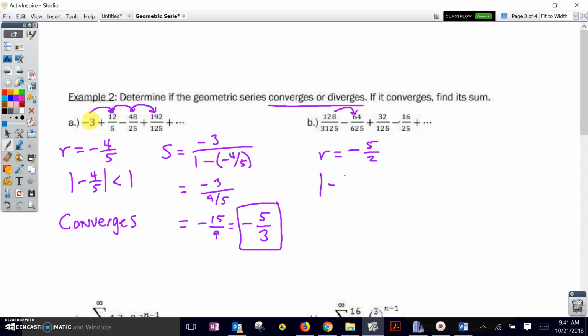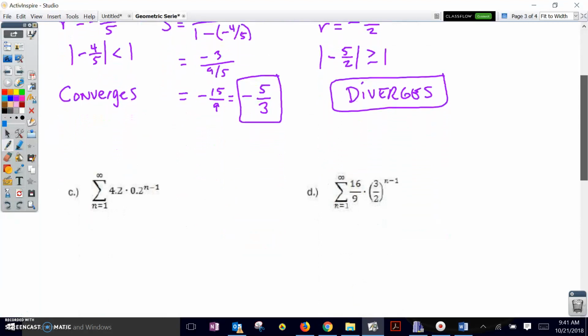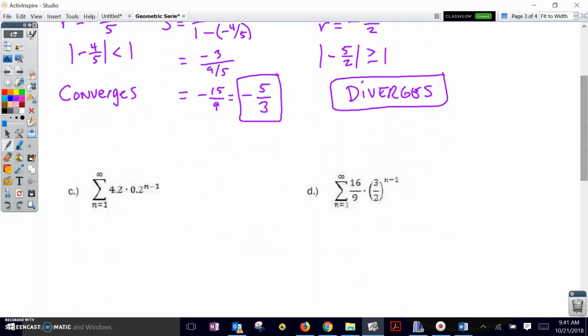So we look at this. Is the absolute value of negative 5/2 less than 1? No, it's greater than or equal to 1. Therefore, this series diverges. On to example C.